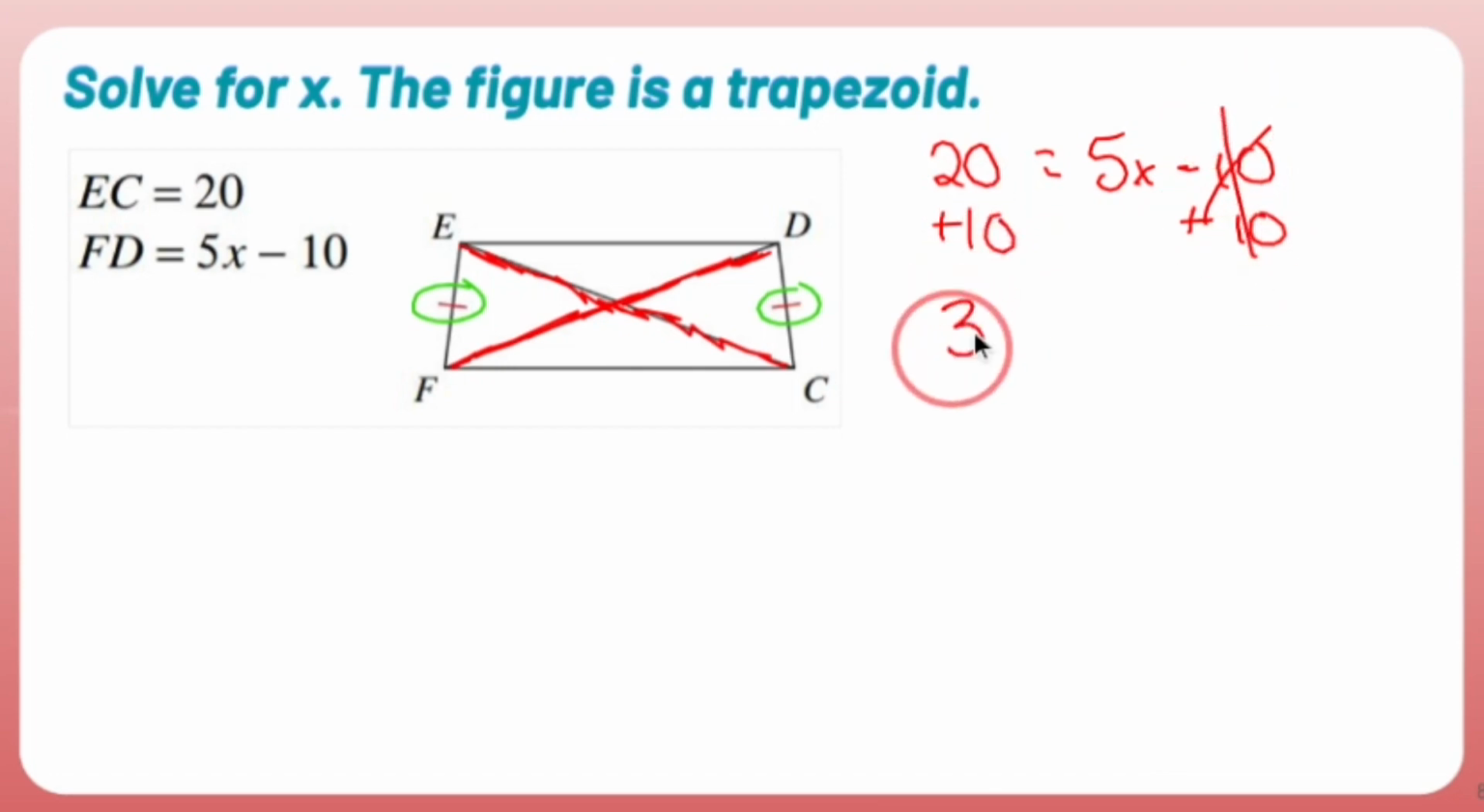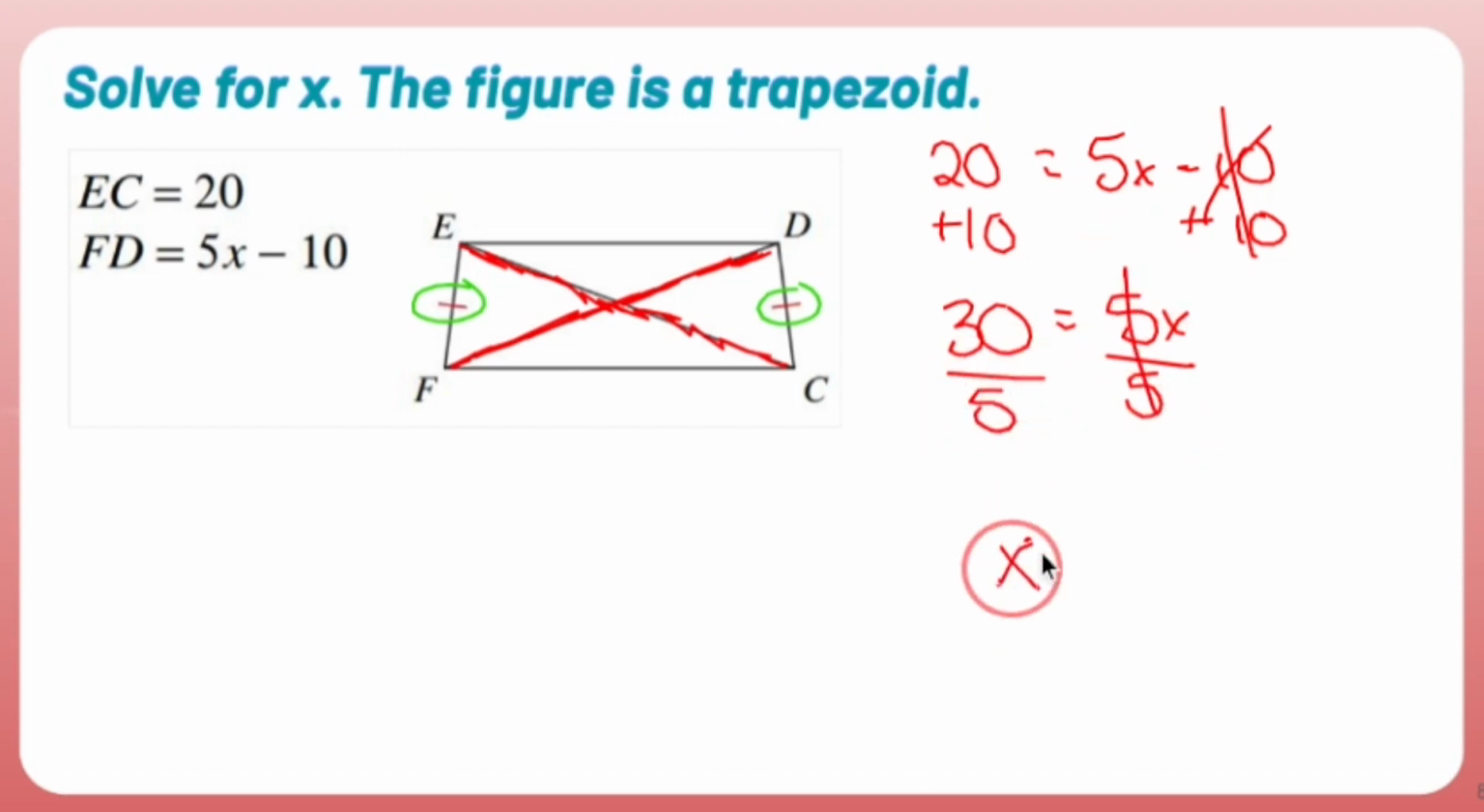20 plus 10 is 30. Drop down the equal sign, drop down the 5x. In order to get x all by itself, we divide everything by 5. And let's flip it around. I like my x on the left. 30 divided by 5 is 6.